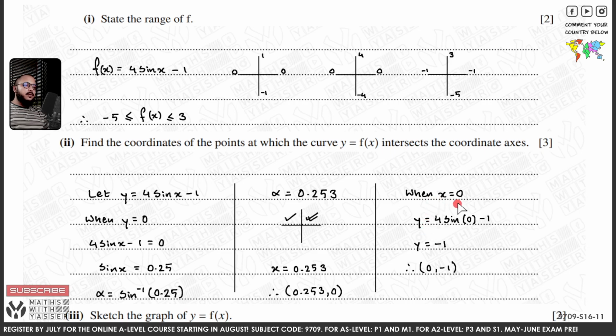And when x is 0, y equals 4 sin 0 minus 1. So sin 0 is 0. So 4 times 0 is 0. So we are left with -1. So the other coordinate will be (0, -1).